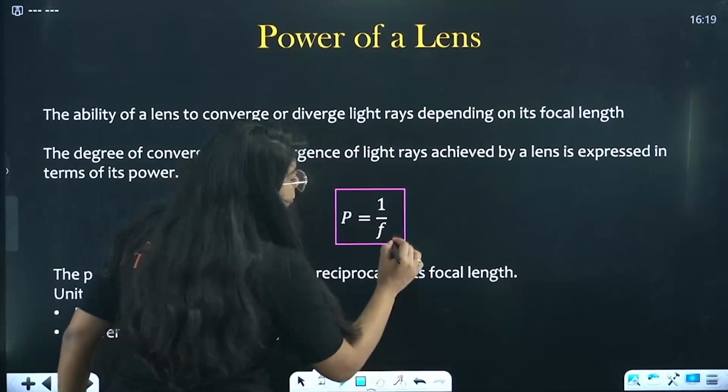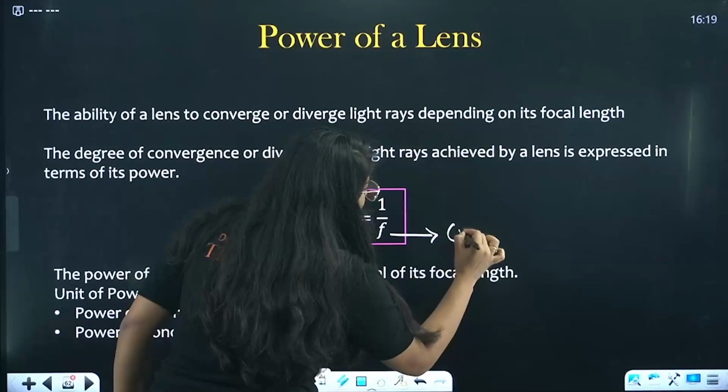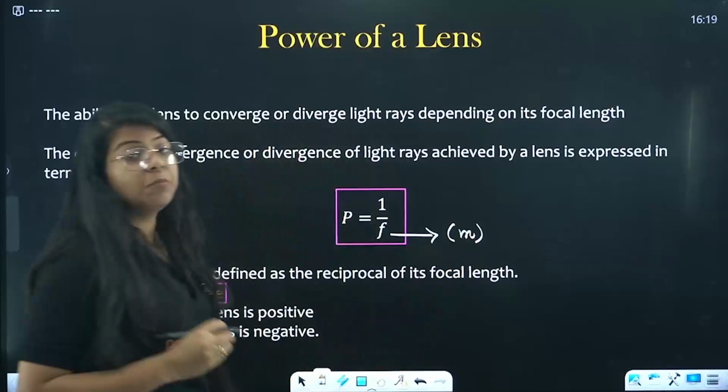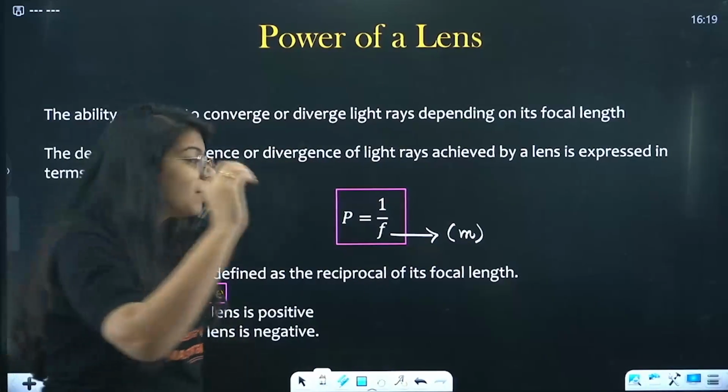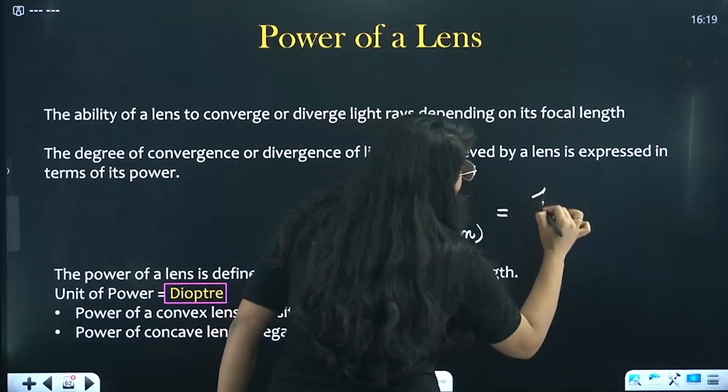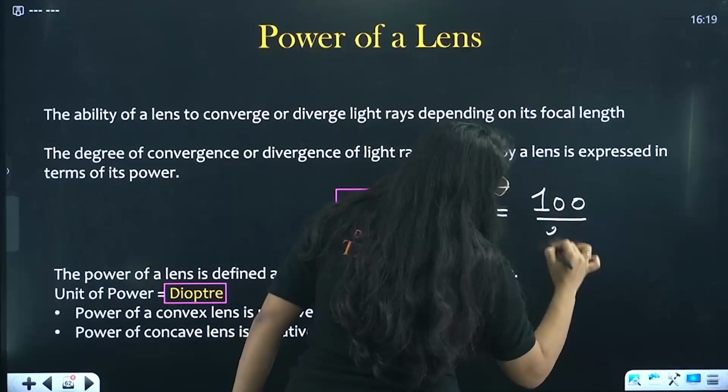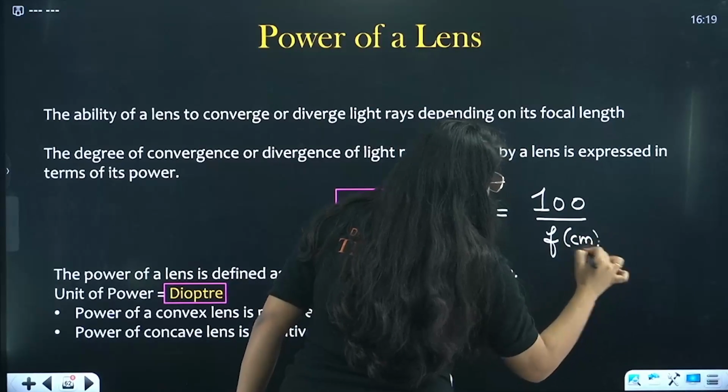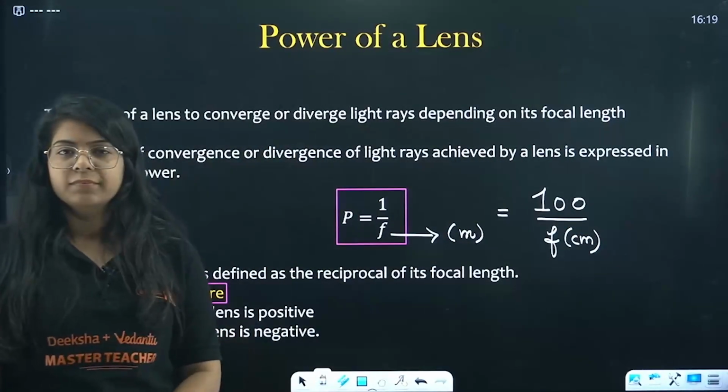Now make sure to remember that in P equals 1 by F, focal length is always in meters. If focal length is in centimeters, then the formula will be 100 divided by focal length in centimeters. Understood?